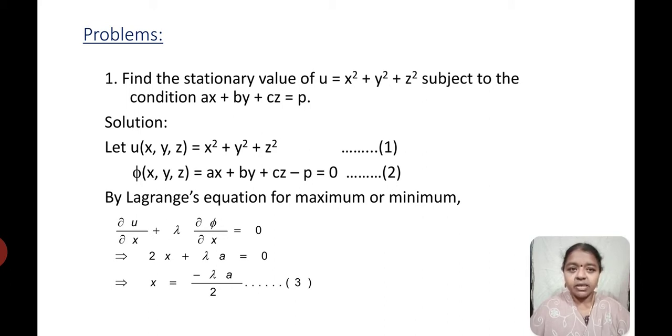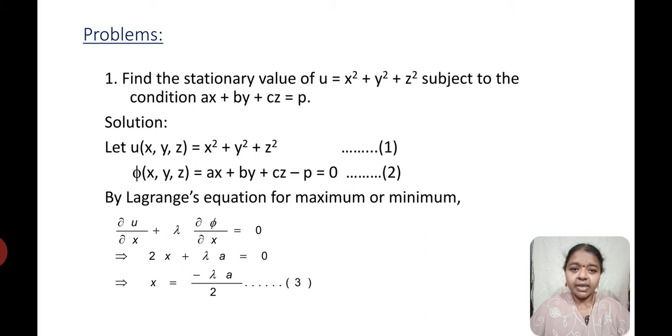Now let's write the given problem as follows. U of x comma y comma z is equal to x square plus y square plus z square as equation 1, and the condition as phi of x comma y comma z, that would be ax plus by plus cz minus p is equal to 0, which is equation 2. We will directly use Lagrange's equation for maxima or minima condition.